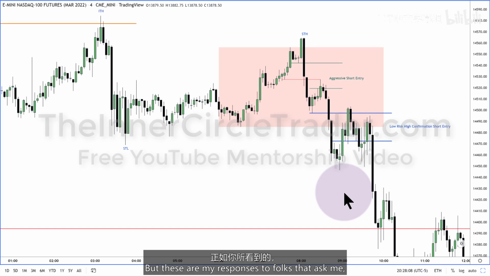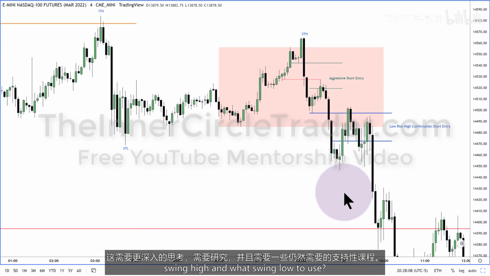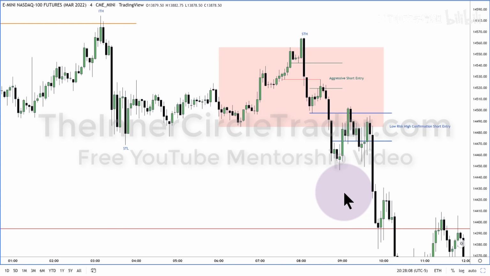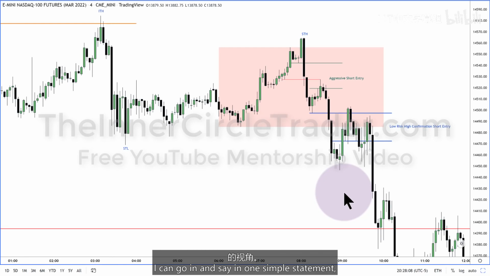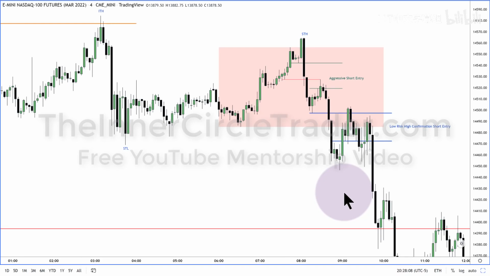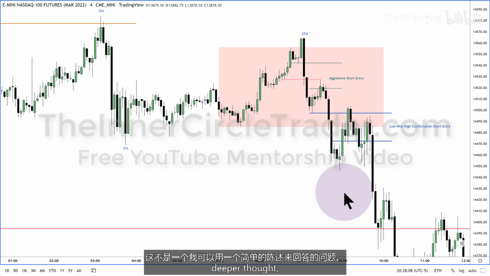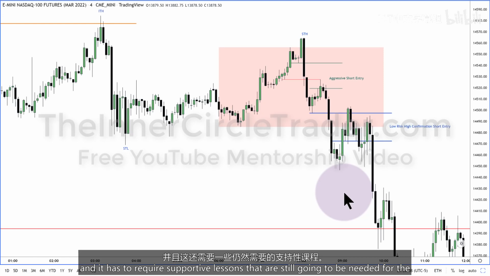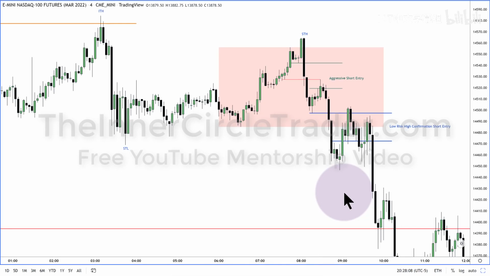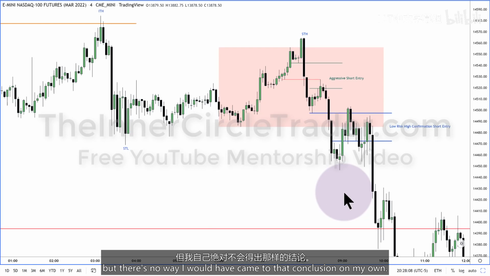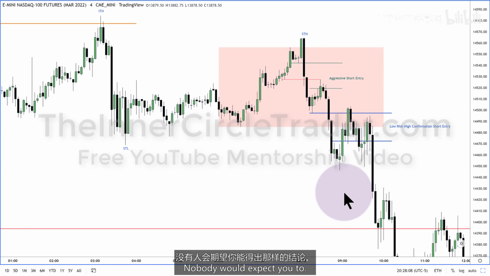But these are my responses to folks that ask me, how do I know what swing high and what swing low to use? As you can see, it's not a question that I can answer in one simple statement. It takes deeper thought. It takes study, and it requires supportive lessons that are still going to be needed for the majority of you that are sitting here listening to me, and you're saying, okay, I can see what you're saying, but there's no way I would have come to that conclusion on my own. Nobody would expect you to.